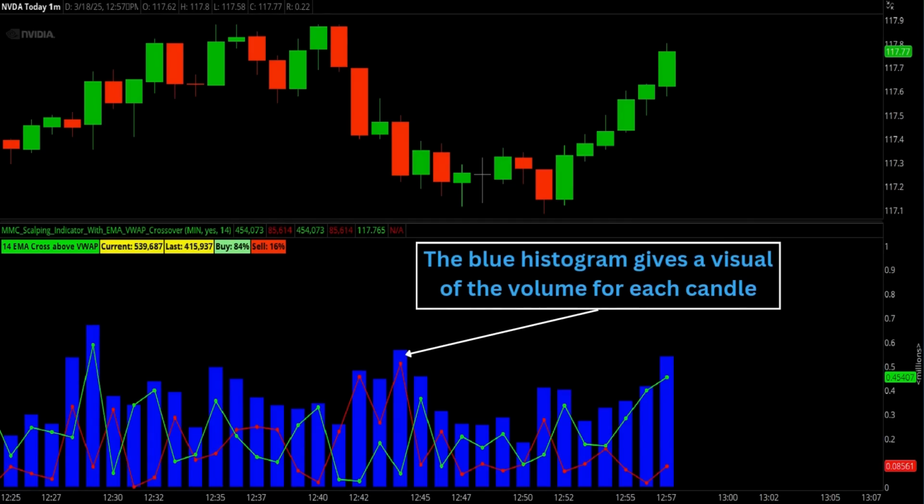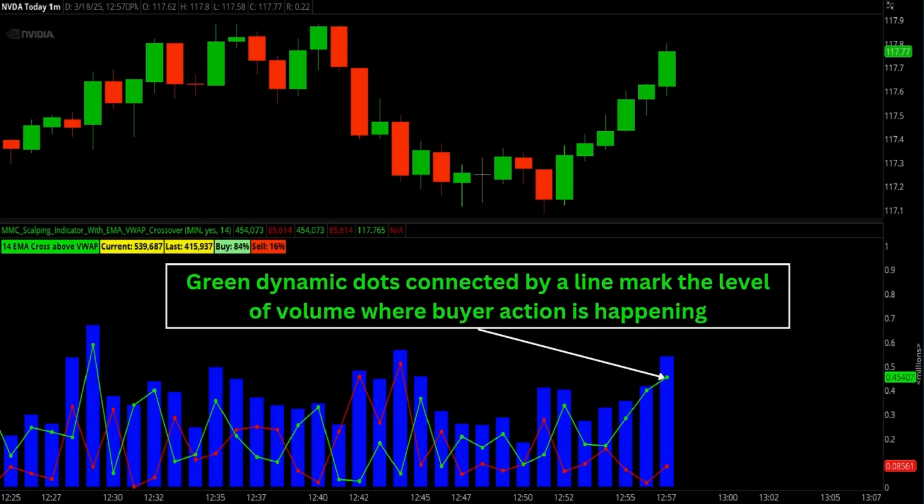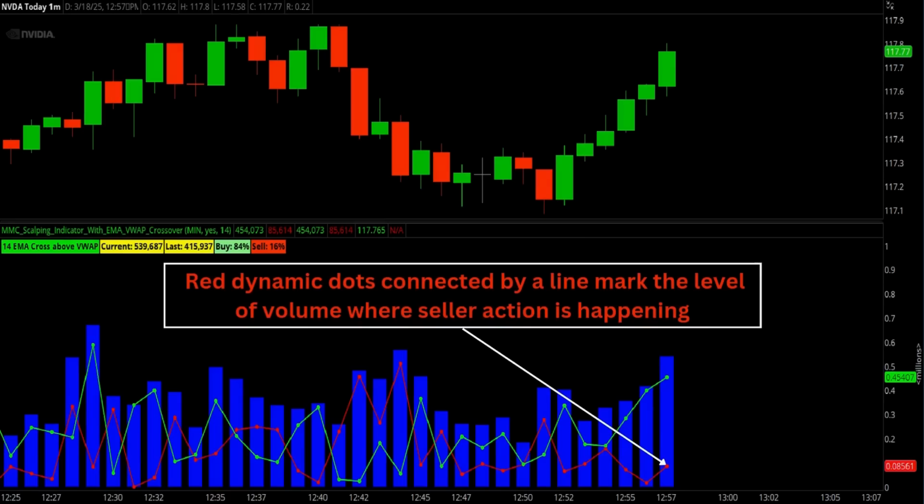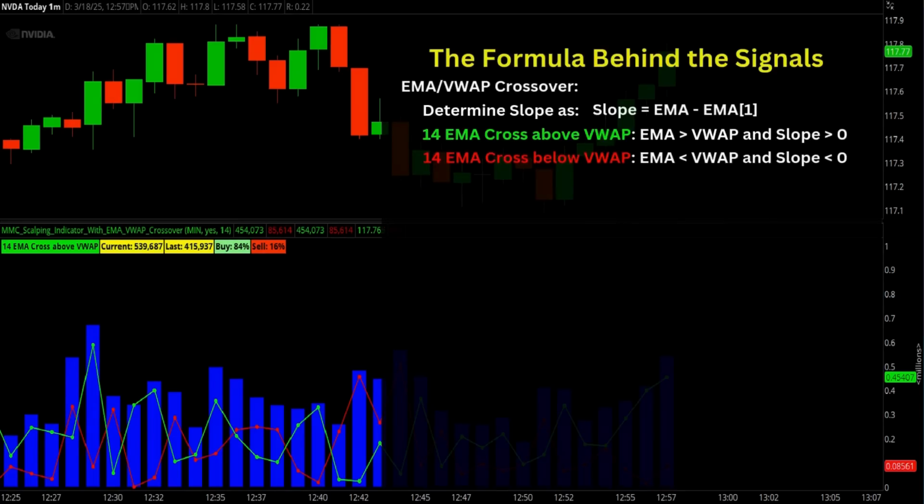As we look inside the volume bars, you can follow the green dots connected by a line that dynamically show where buying strength is occurring within each candle. Red dots and connective lines do the same for seller activity, giving a real-time visual of where selling pressure is taking place. For these reasons, the Scalping Indicator has become the favorite tool of traders looking to capitalize quickly on short-term price movements. Here is how the various parts of this indicator work.